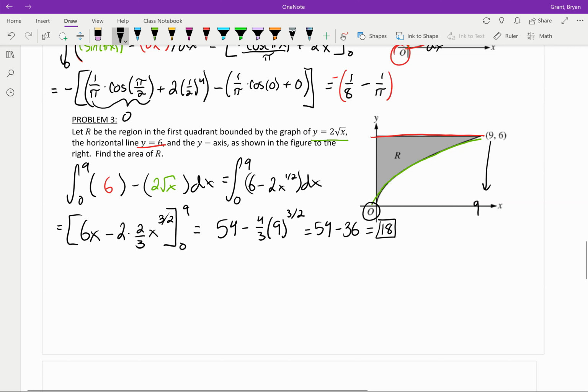Okay. Now, other ways to do it. Notice that you could do right minus left here. Yeah? Right minus left, we could do this green function on the right, and what function's on the left? Well, that's just the line x equals 0. And this one on the right would be, let's see, we divide by 2, so 1/2 y equals square root of x, and then square both sides.